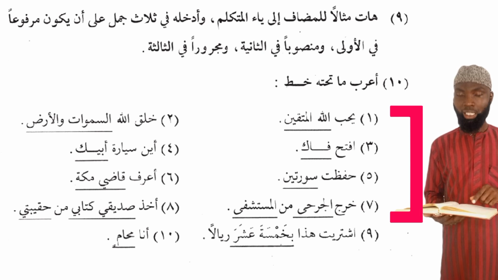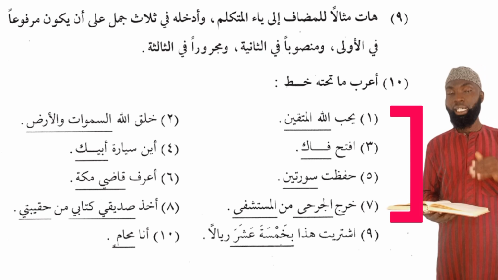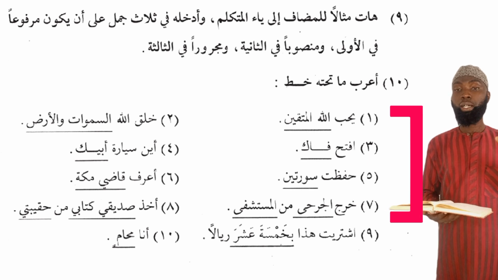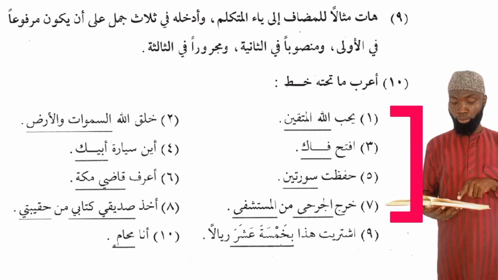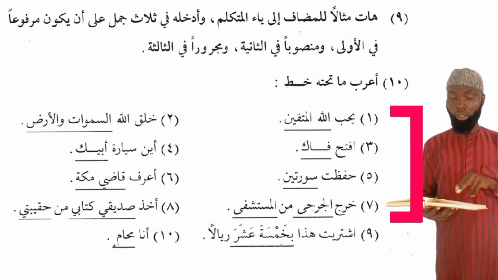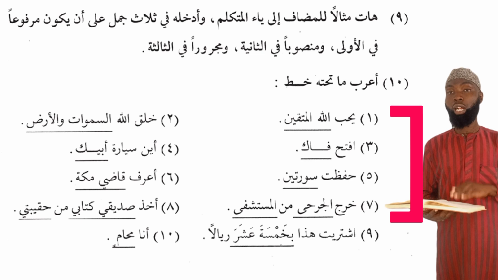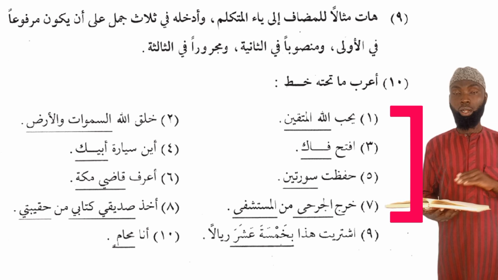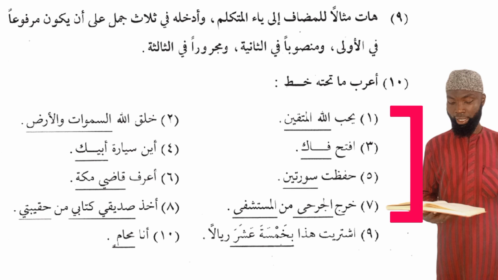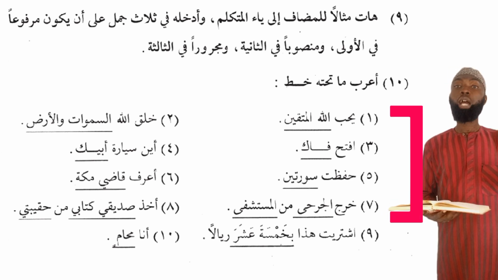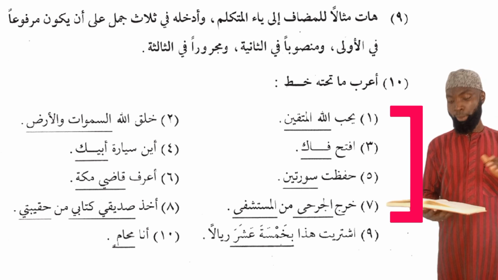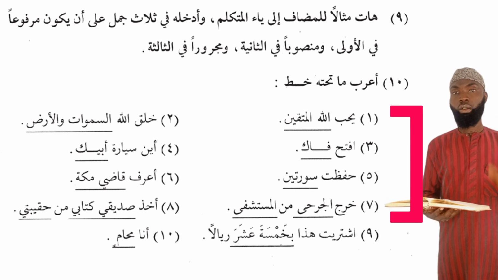Ishtaraytu hadha bi-khamsata ashar riyalan. Ishtaraytu hadha, that's khamsata ashar there is majrur wa alamatu jarrihi al-fatha, because you say ismun mabni, 15 is built, the compound numbers are built upon fatha. Both of them are built upon fatha, to juz'ain in both sides. Then ana muhamin, the word muhamin is khabarun marfu' wa alamatu raf'ihi ad-damma.